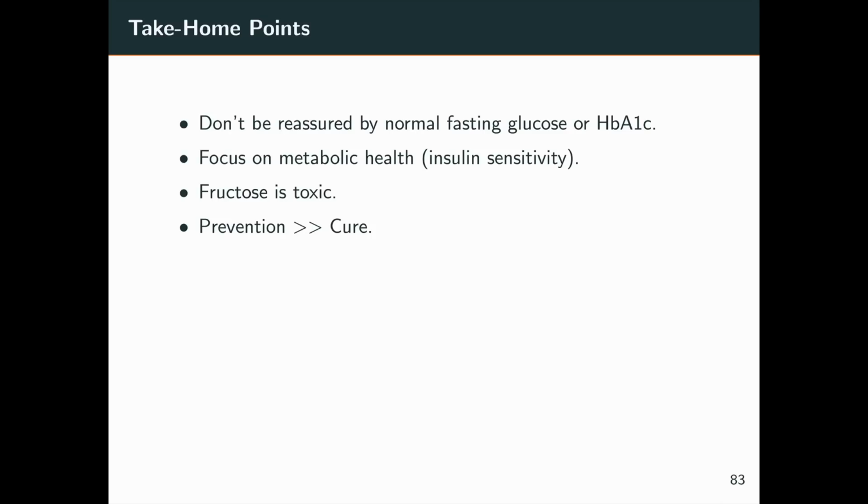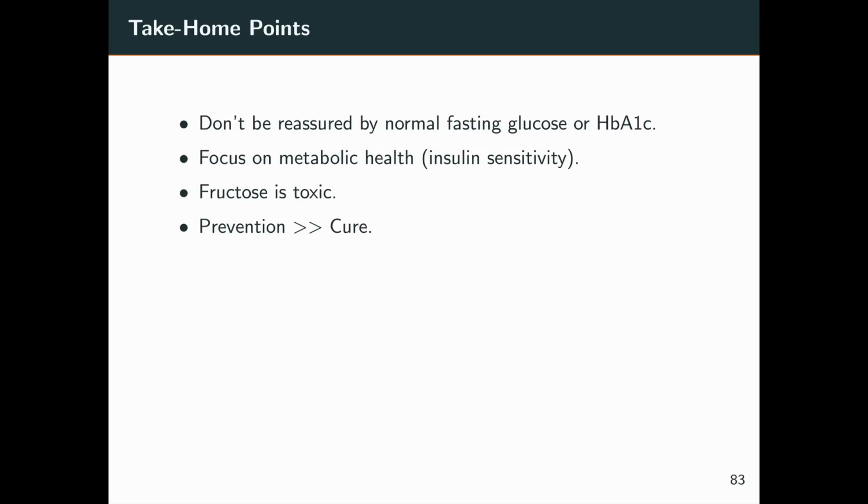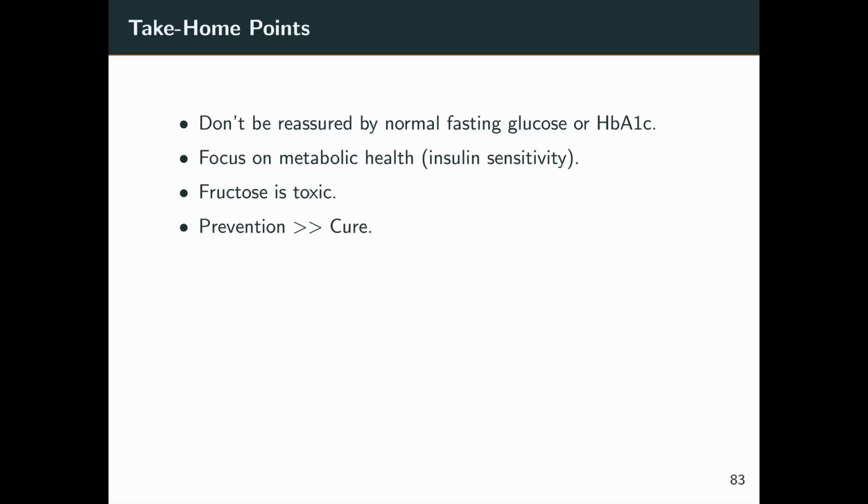So take-home points. Don't be reassured by normal fasting glucose and HbA1c in children. It is an extremely lagging marker of metabolic ill health. Testing insulin levels is not straightforward because there are a number of assays and they are not standardized, but it is important. Focus on the metabolic health, and for me that means insulin sensitivity. Because while ever the child is insulin resistant, running more is not going to make them lose weight, it's going to make them more miserable. Fructose is toxic. I'll stand by that. And prevention is much better than cure.